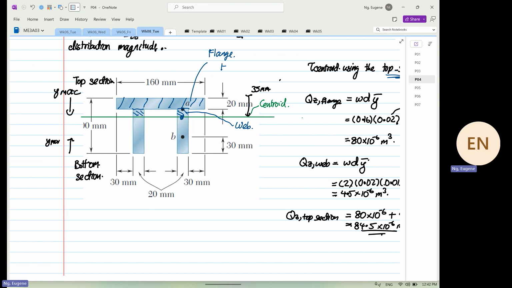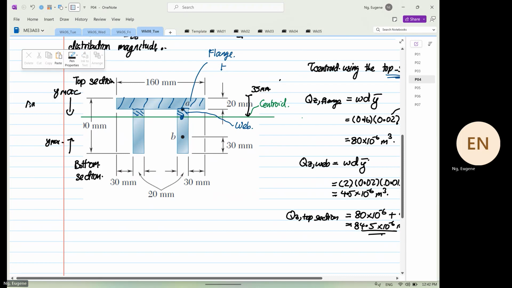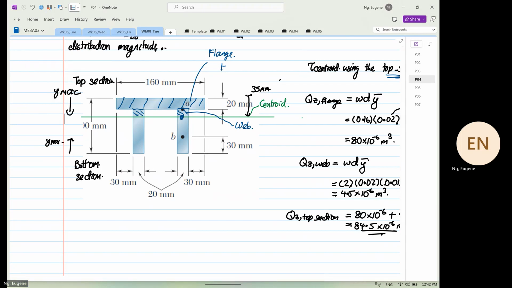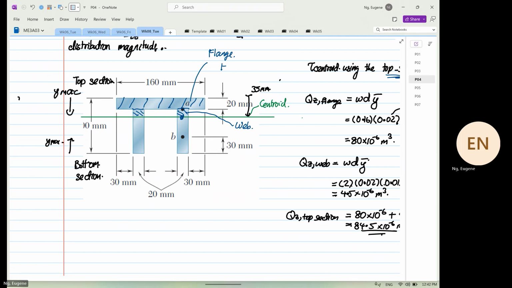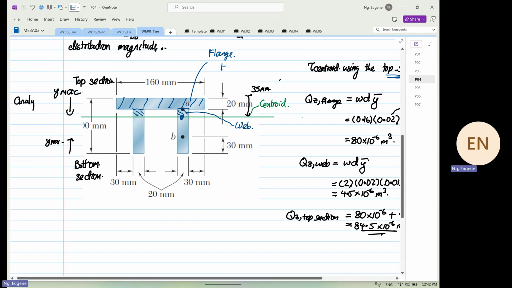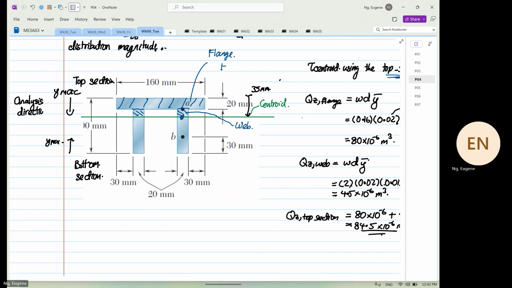Now, if we were to take it from the bottom, this is our Y max, right? So this arrow means our analysis direction. Okay, I'll slow down. This is our analysis direction. This arrow represents the analysis direction. Oh, when I write slow, it works.